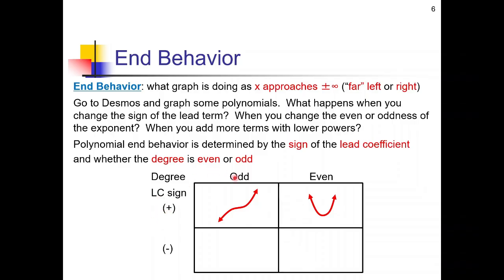Now, if we had an odd function that was negative, that was a line sort of shape but going down instead of up. And then negative even, negative x to an even power, gave us an upside down parabola. And it turns out these are the only 4 end behaviors that you're going to see with polynomials.